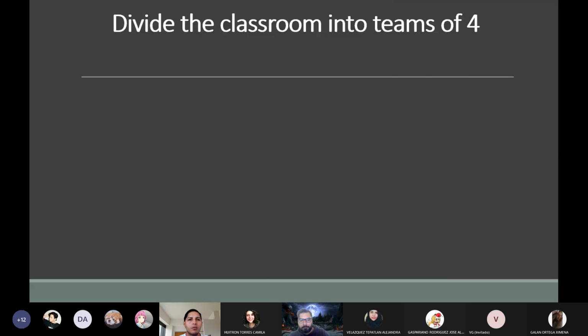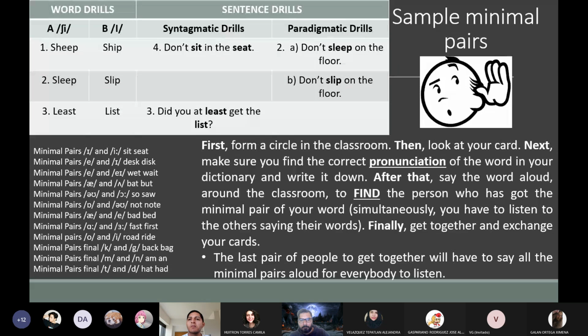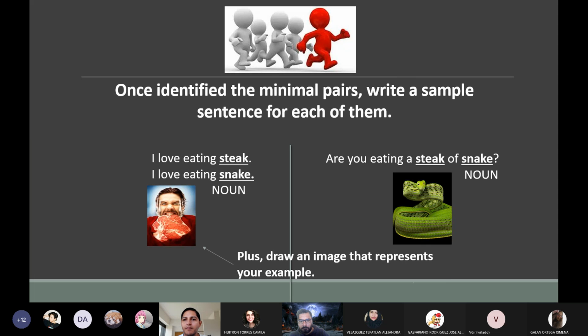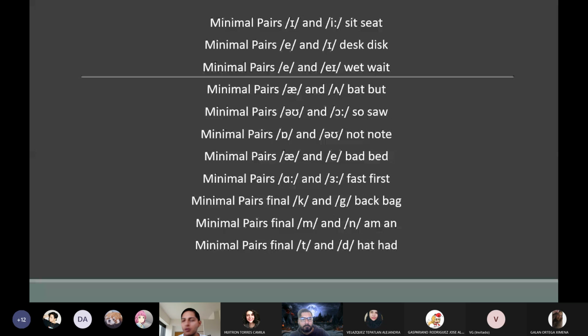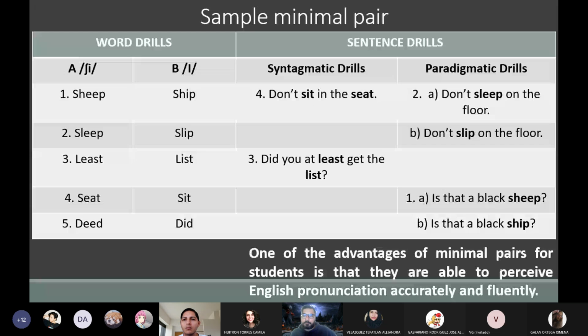Okay. Do you have any questions about minimal pairs? So you have 2 pieces of homework, okay? Flashcards and your syntagmatic and paradigmatic drills. Does anybody have a question about minimal pairs? Not really, right?